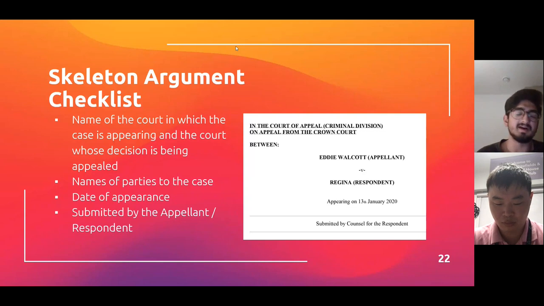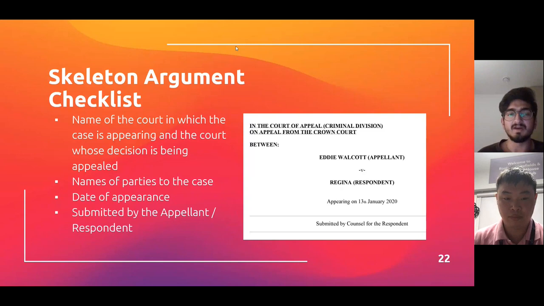And of course, make it very clear that the skeleton is submitted by the right side of the dispute. So if you're the appellants, make sure it's submitted by counsel for the appellants, and then the same applies for the respondents.